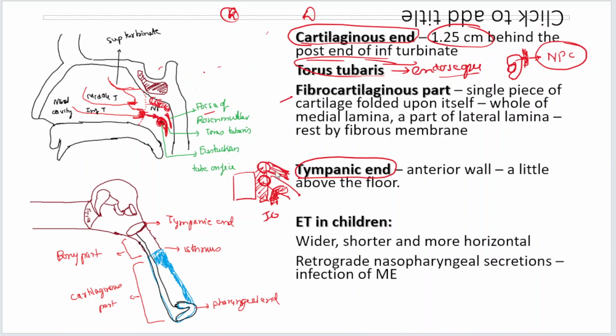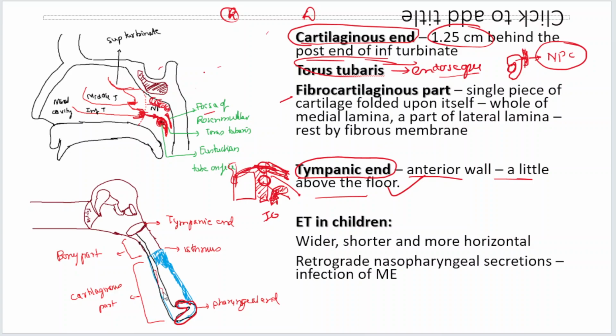The canal for tensor tympani will give origin to the tensor tympani muscle, and the tendon will come out and get attached to the handle of the malleus. The tympanic end is present in the anterior wall a little above the floor. This is what we are going to try to depict, because it is a single piece of fibroelastic cartilage which is folded upon itself.